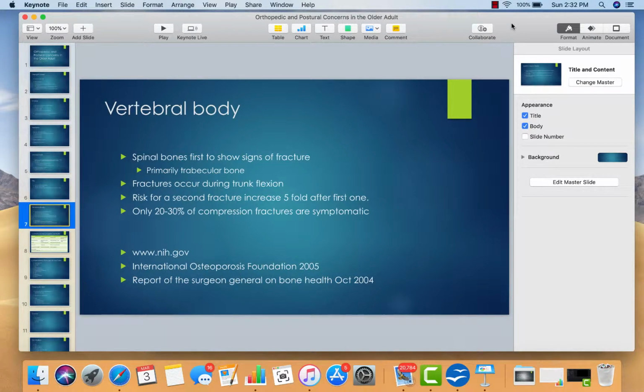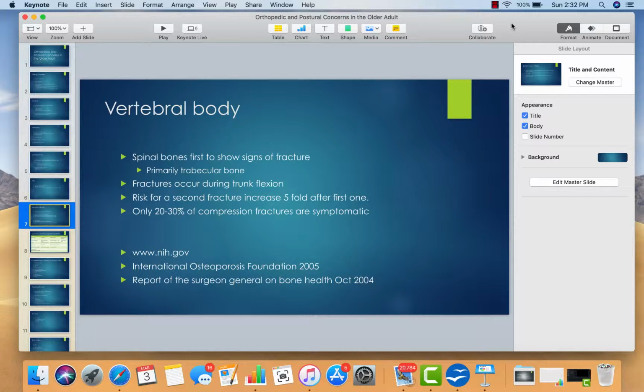Within the vertebral body, in the spine, these are the bones that are the first to show signs of fracture, and it's primarily in the trabecular bone, and fractures occur during trunk flexion. Once someone has a fracture, the risk for a second fracture increases by fivefold, but only 20 to 30% of compression fractures are symptomatic.